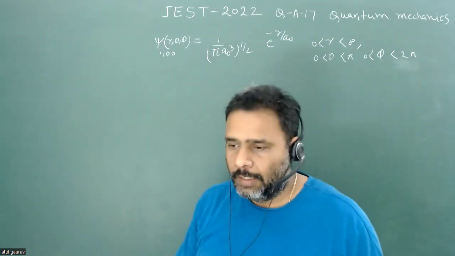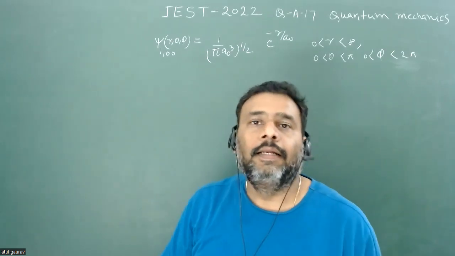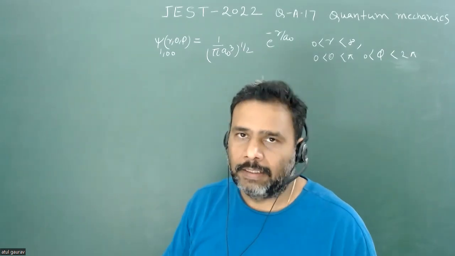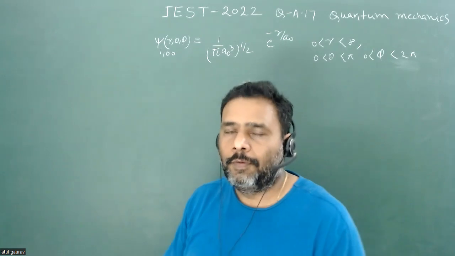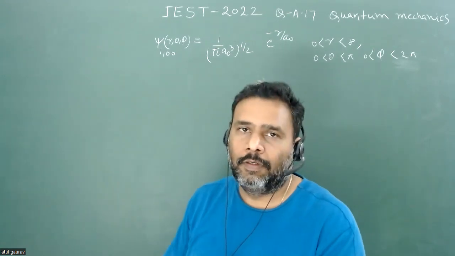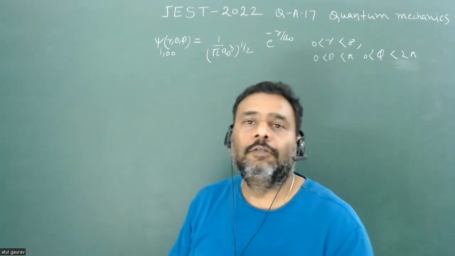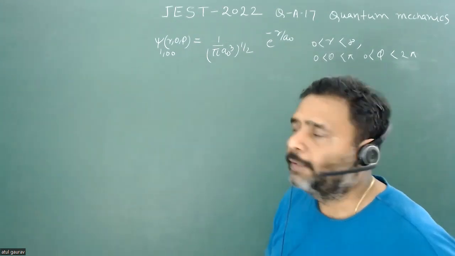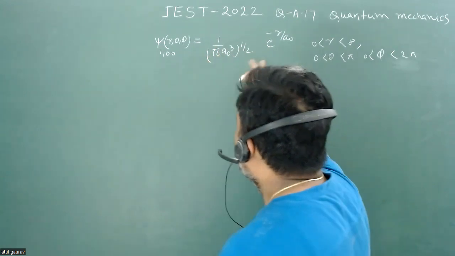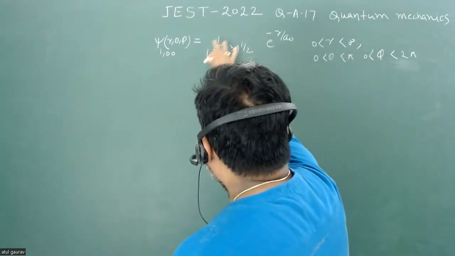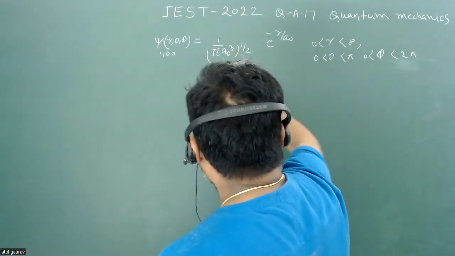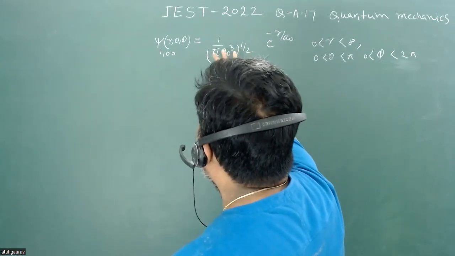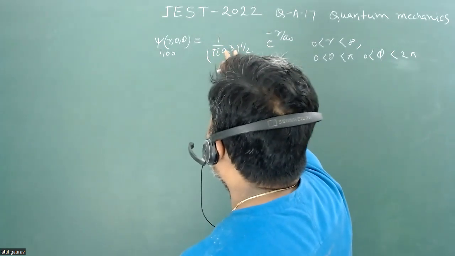What we have to do is plot the radial probability density versus R. That means what will be the probability that the electron will be found between 0 to R distance. So we have to basically plot the radial probability density. Before plotting it, let us try to analyze this wave function. This is the complete total wave function, meaning the angular part as well as the radial part is there.